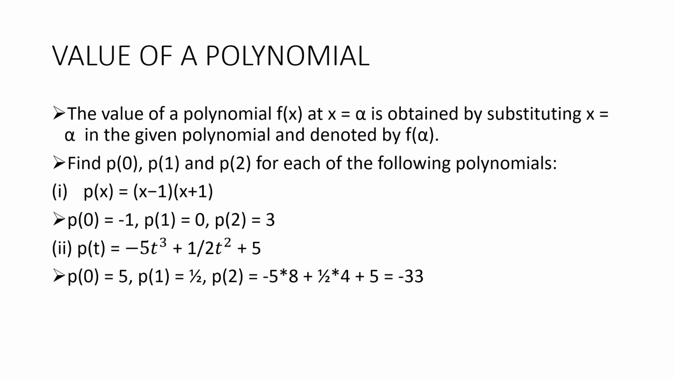Next, value of a polynomial. The value of a polynomial f(x) at x is equal to some number alpha is obtained by substituting x is equal to alpha in the given polynomial and it is denoted by f of alpha.